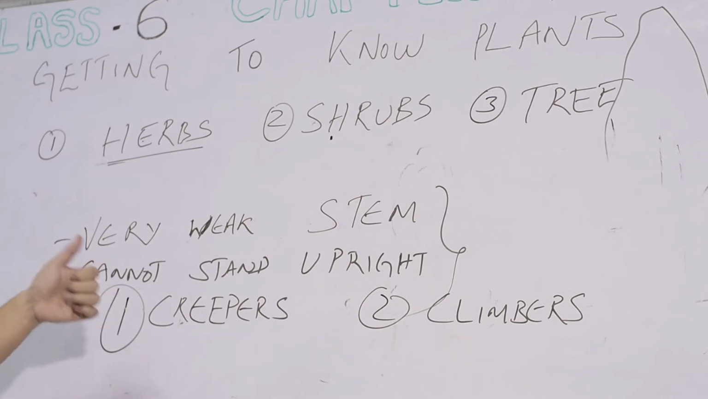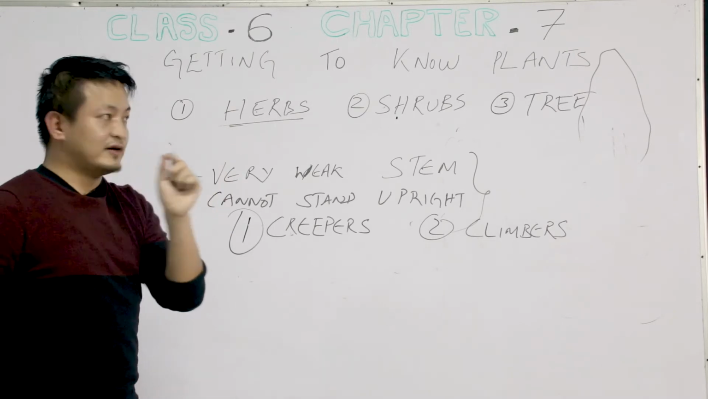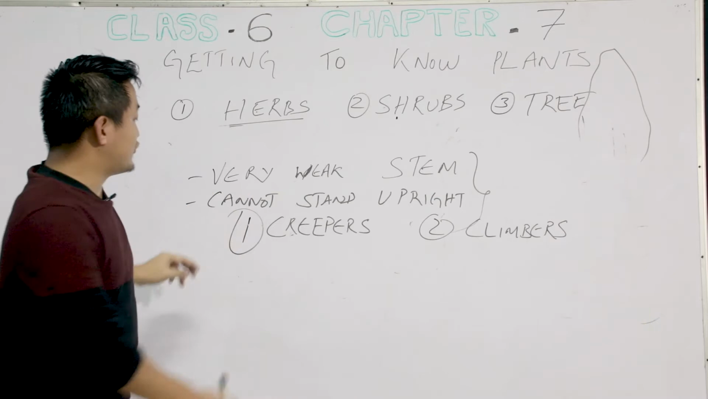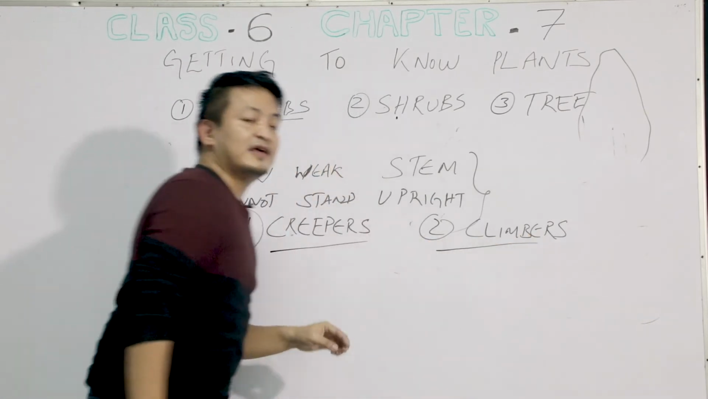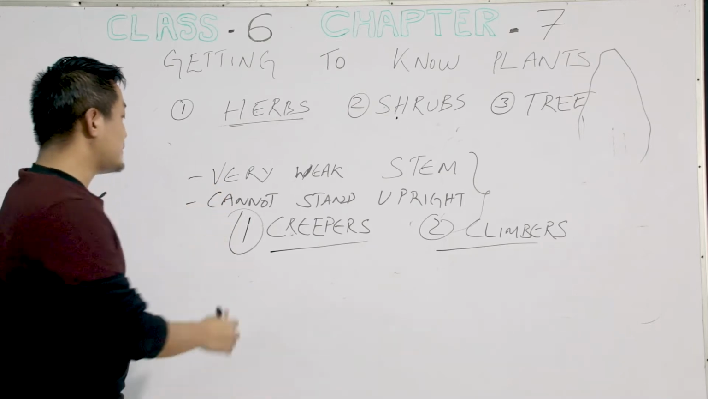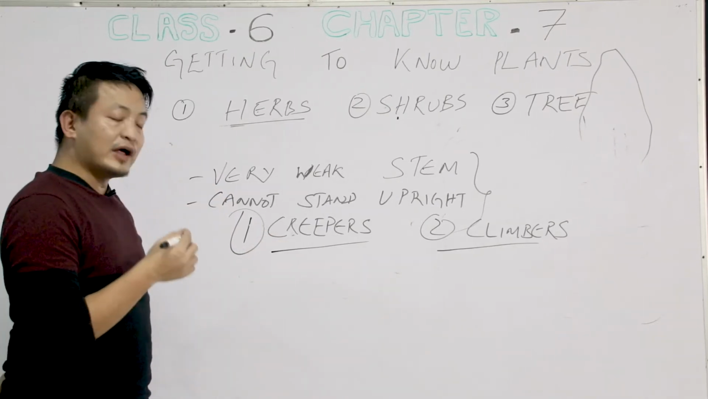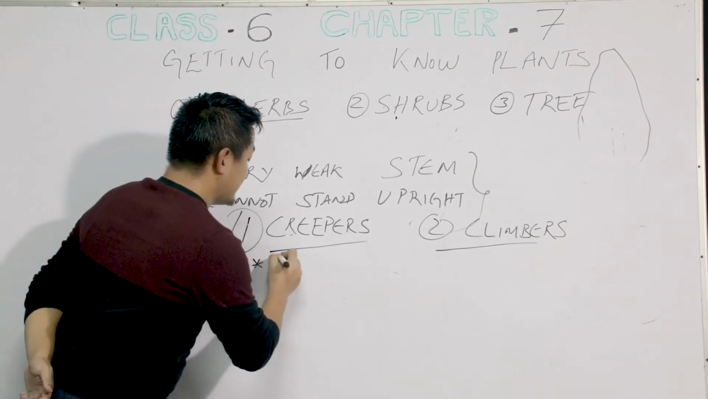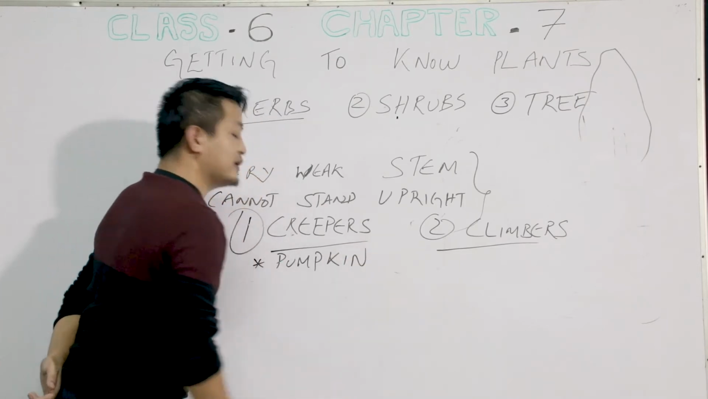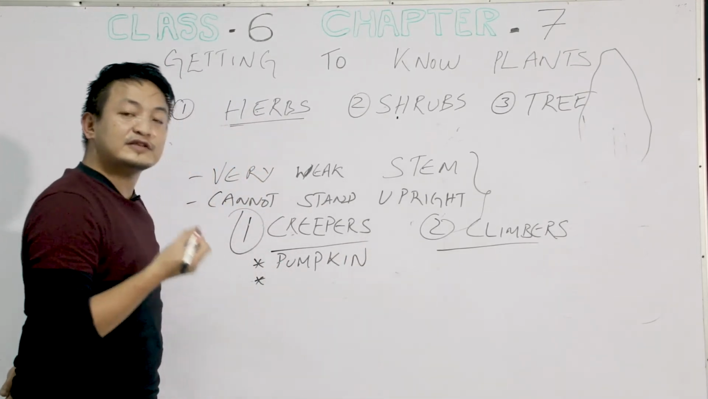They cannot stand upright. See, for herbs, though the stem is weak, they can stand upright. But for creepers and climbers, the stem is very weak and they cannot stand upright. So for creepers, let me give an example. A plant that falls under the creepers would be, let's say, pumpkin, or even sweet potato.